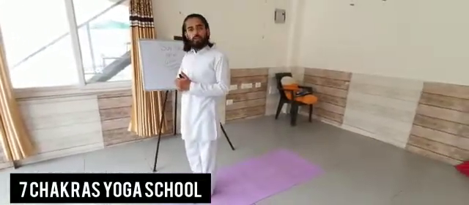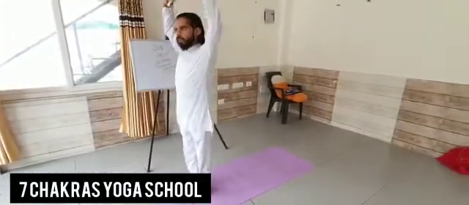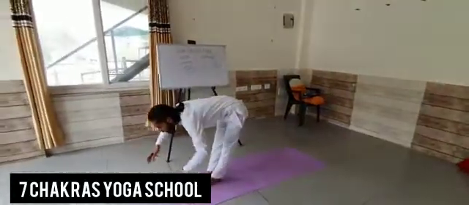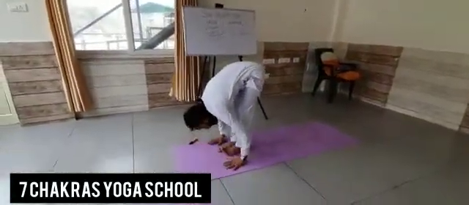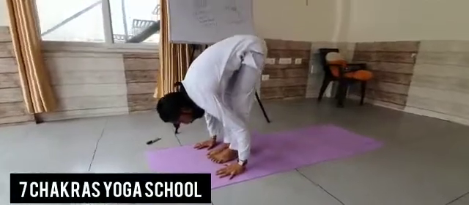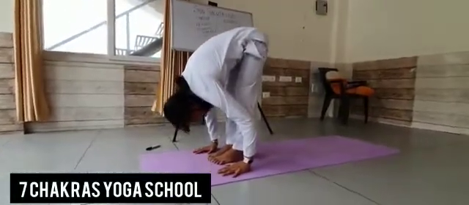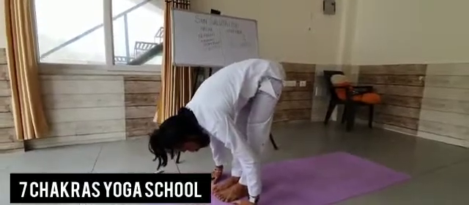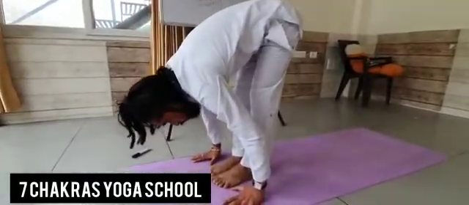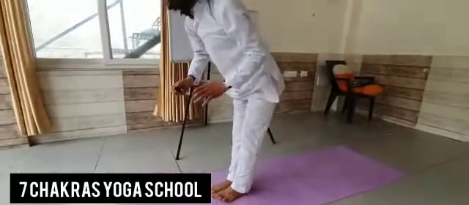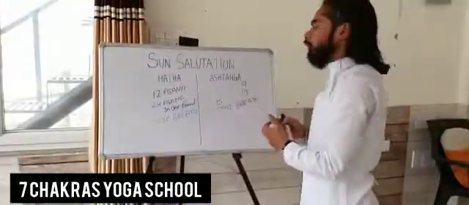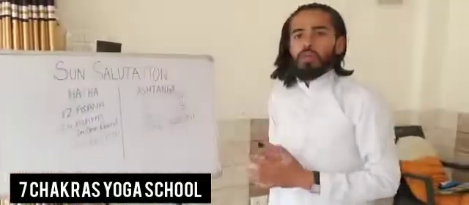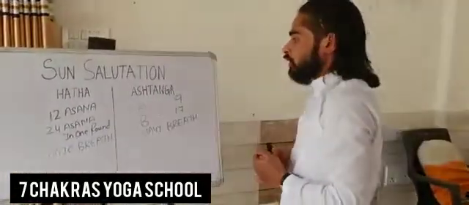Let's take one more example. These are the two asana which have different names. This is called in Hatha Yoga Padhastasana, when you head down, and it's like the forward bend asana. But when you are doing this asana in Ashtanga Yoga, the same asana has a different name, which is called Uttanasana. So I hope you got the few differences between the Hatha Sun Salutation and Ashtanga Sun Salutation.